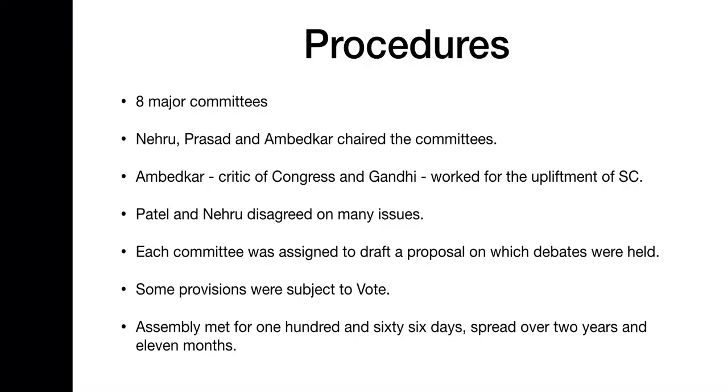The Constituent Assembly of India had 8 major committees. Nehru, Prasad, and Ambedkar chaired the major committees. Ambedkar was a major critic of Congress and Gandhi, and he worked for the upliftment of scheduled caste, mainly downtrodden sections of the society. Patel and Nehru, on the other hand, disagreed on many issues. Each committee was assigned to draft a proposal on which debates were held. Some provisions were also subjected to vote. Assembly usually met for 166 days, spread over 2 years and 11 months.